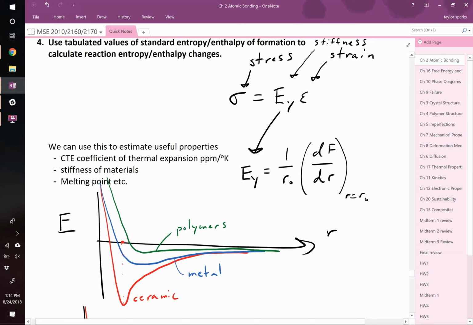The stiffness is the constant of proportionality that tells you how much strain you get when you apply a stress to something, and we'll come back. That's equal to 1 over R0, your equilibrium bond distance, multiplied by dF/dr, the derivative of the force expression with respect to R, the interatomic separation, evaluated at R equals R0. That gives you your Young's modulus. It's pretty darn good. It's shocking how good it is. Okay?